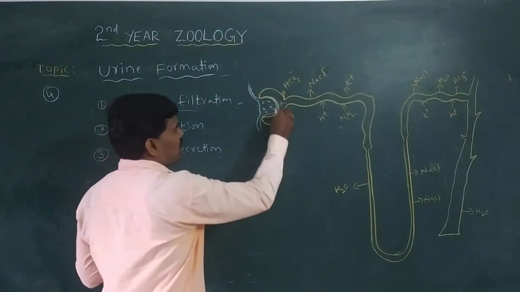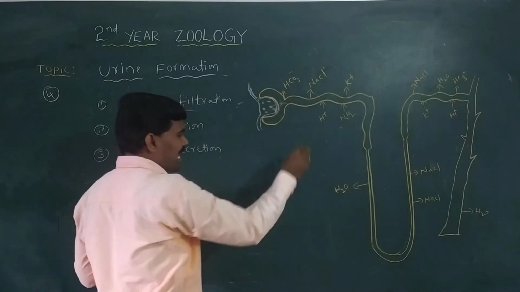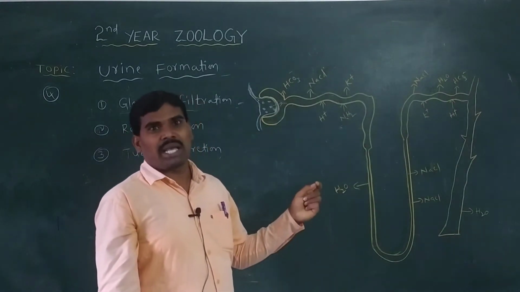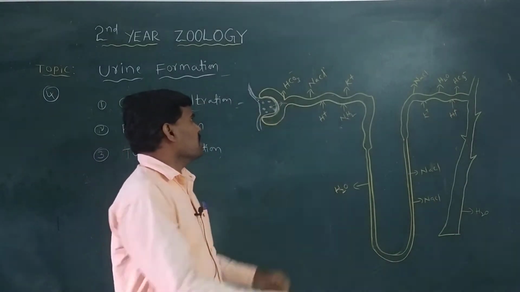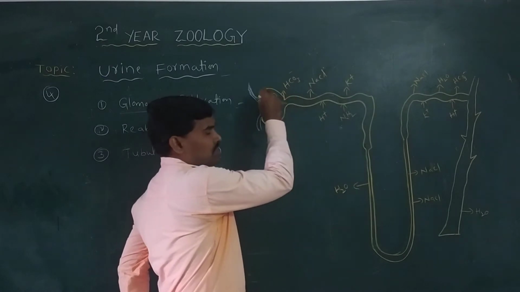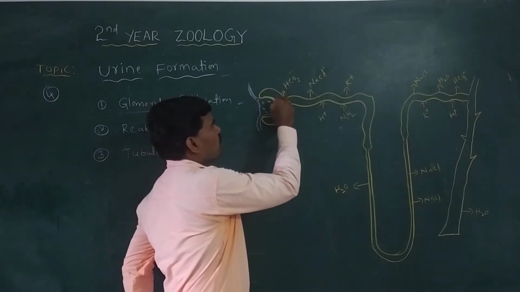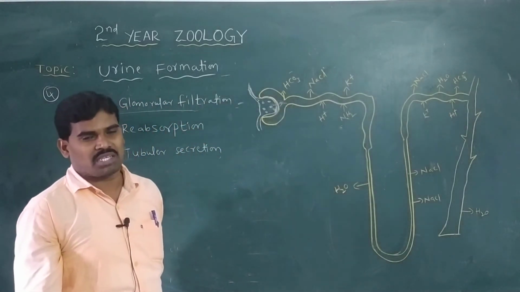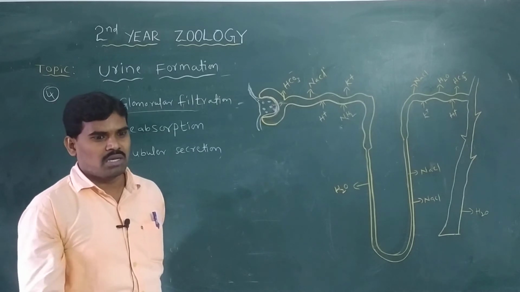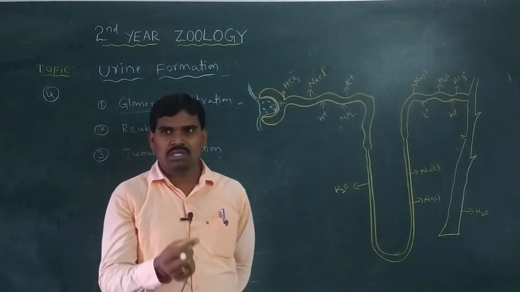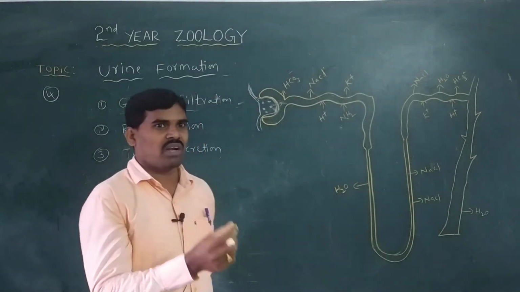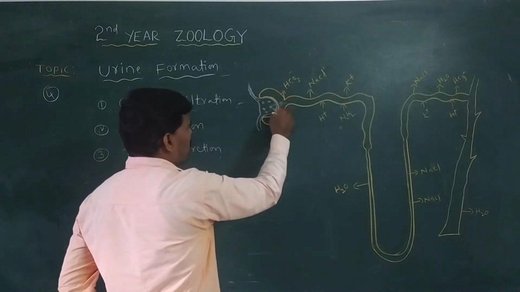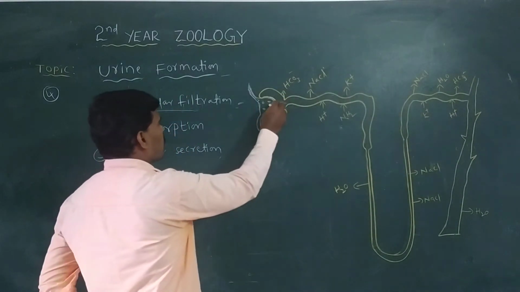Micromolecules such as nutrients, glucose, amino acids, lipids and water are filtered from the glomerulus into Bowman's capsule. Macromolecules cannot be filtered. Why? Because in ultrafiltration only minute force is applied, so only the minute micromolecules are filtered.